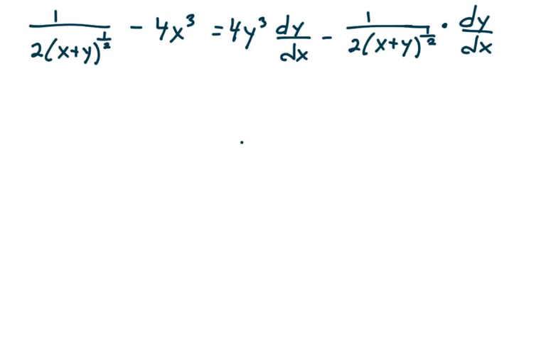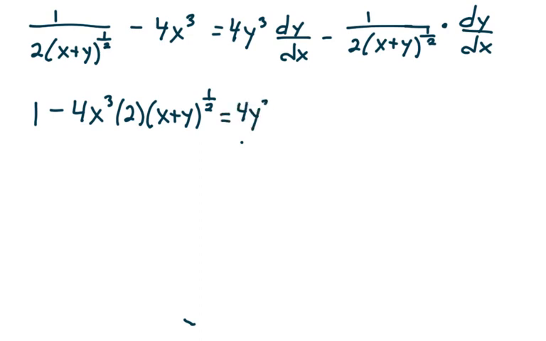Now I'm going to clear the fraction because it's just easier to manage. So I'm going to multiply both sides by 2(x+y)^(1/2). So I get 1 minus 4x^3 times 2(x+y)^(1/2) on the left side. On the right side, I get 4y^3 times 2(x+y)^(1/2) dy/dx minus dy/dx.